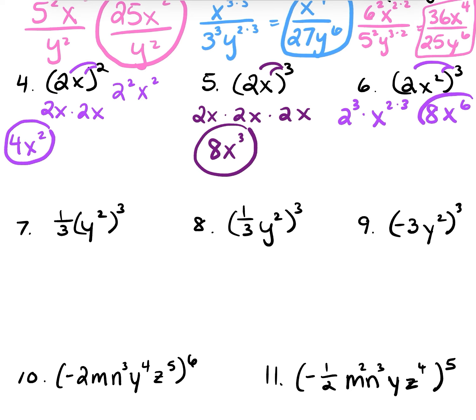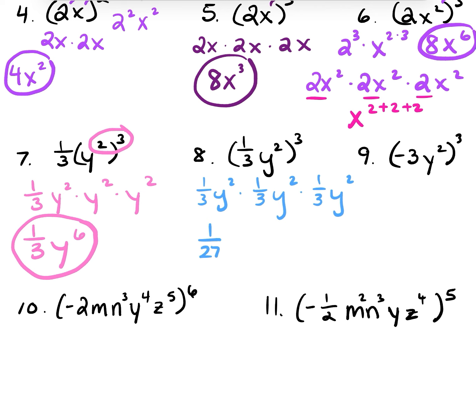Number 8, now 1/3 is included in the parentheses, so 1/3 is being multiplied 3 times as well. So I have 1/3 y squared times 1/3 y squared times 1/3 y squared. 1/3 times 1/3 times 1/3 is 1/27th. Y squared times y squared times y squared, y to the 2 plus 2 plus 2, which is y to the 6th.